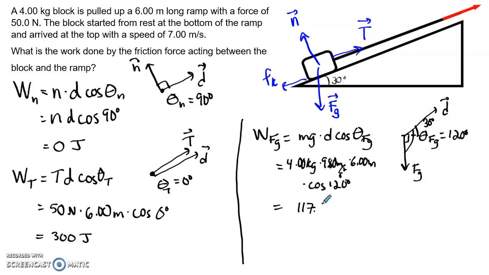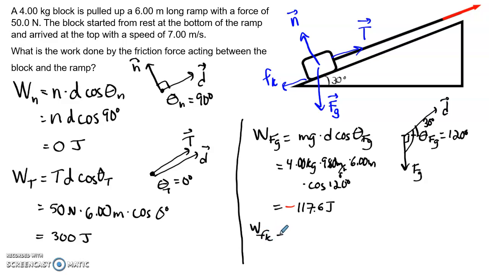117.6 joules, but please note that this time we actually have a sign that is negative because the force of gravity is trying to slow down the block, so we get this negative force. And then the last force we have is the force due to friction.